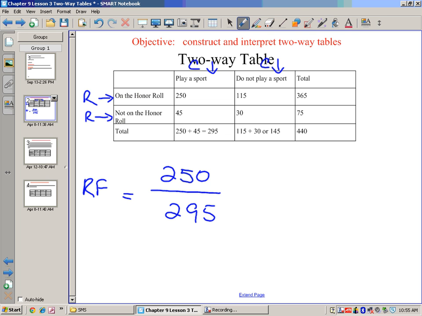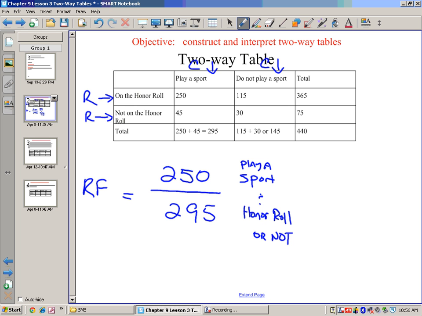The RF, relative frequency of play a sport and honor roll or not, gives us the relative frequency of that play a sport and either on the honor roll or not on the honor roll. It's 250 out of 295. It's the relative frequency of that. You can look at the data very many different ways in a two-way table.